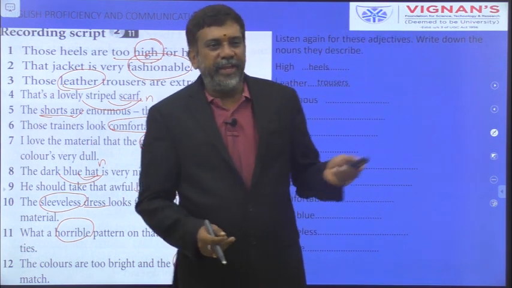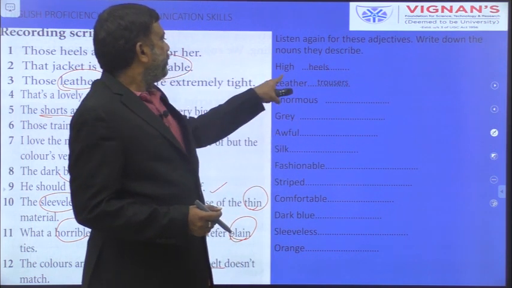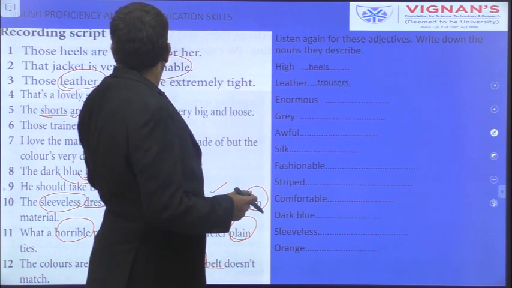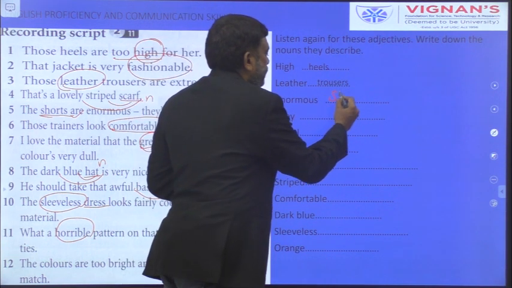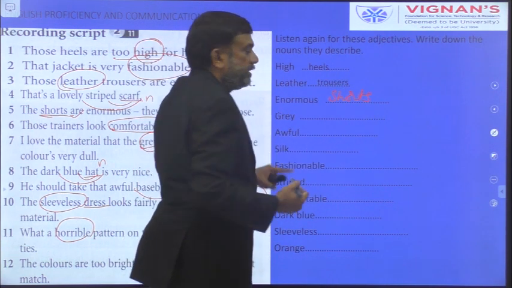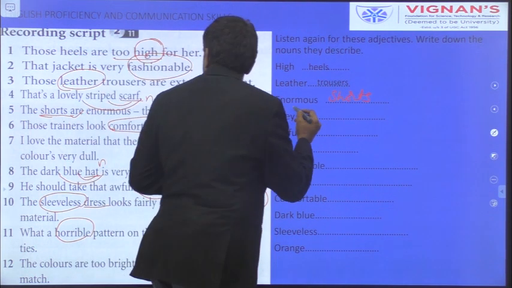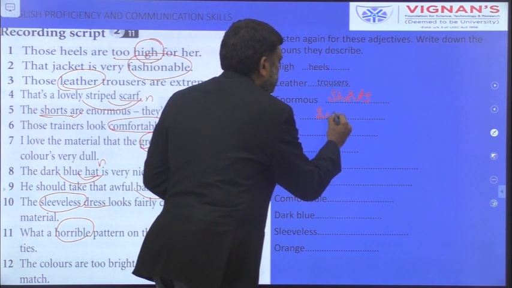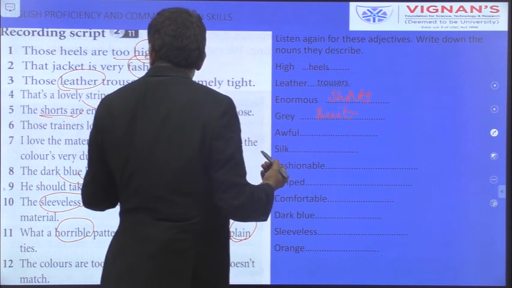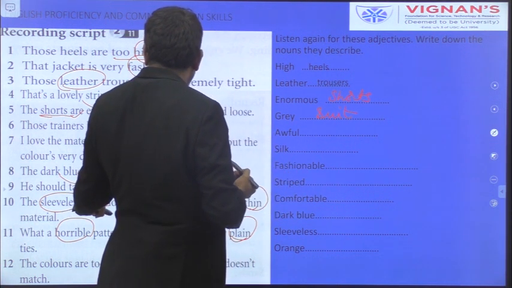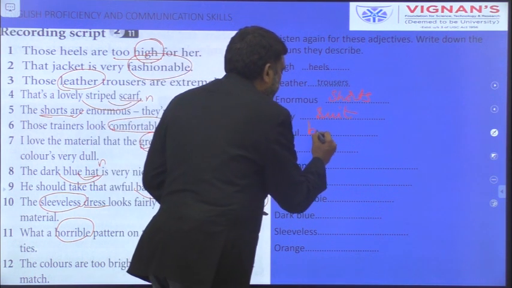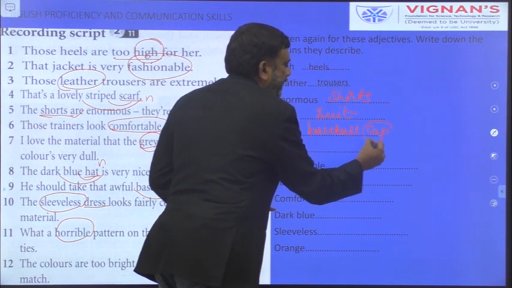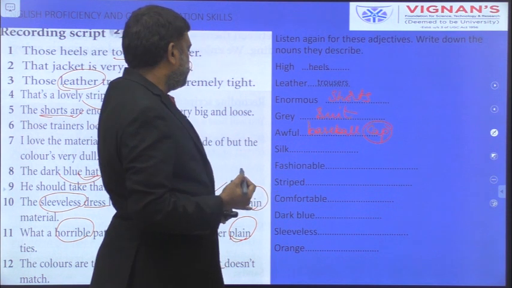The same thing, we are going to replicate them here. What is the thing? High heels, leather trousers, enormous. What is the word they used? Enormous shorts. Next, gray suit. Here, could you find where is the gray suit here? Next one, awful. What is the noun followed by awful? Baseball cap. Or we can write only cap here so that the awful cap will go there.